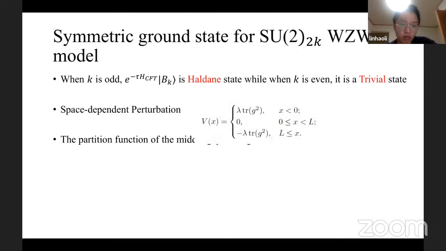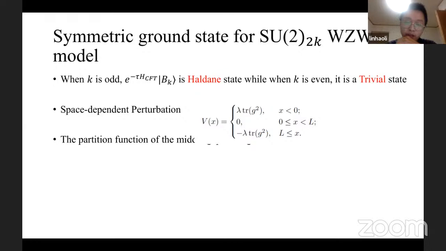So let me construct a space dependent perturbation. Here we assume lambda is positive in the region x less than 0, and negative in the region x larger than L. Therefore, if L goes to 0, there is an interface between the symmetrical ground state and the VBS ordered phase.